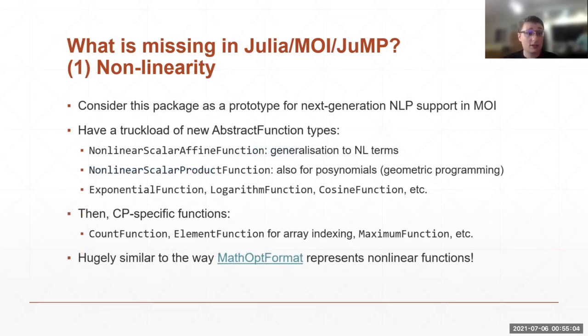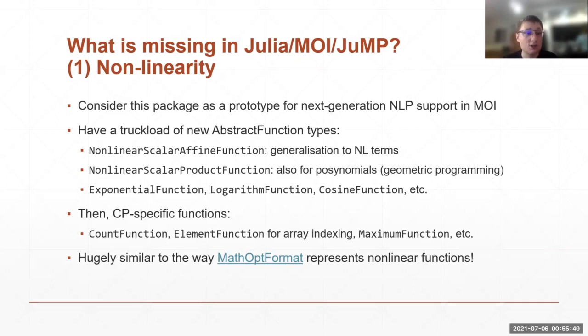So I'm planning to introduce a lot of new function types that are based on MOI types, and to use it as a prototype for maybe the next generation NLP support in MOI. So that means to have objects to represent an affine combination of nonlinear functions, but also products of nonlinear functions that could be used to represent geometric programming and polynomials. Then a large number of more complex functions, such as an exponential, a logarithm, and so on. On top of that, there must be a lot of CP-specific functions, such as counting elements in an array or indexing an array.